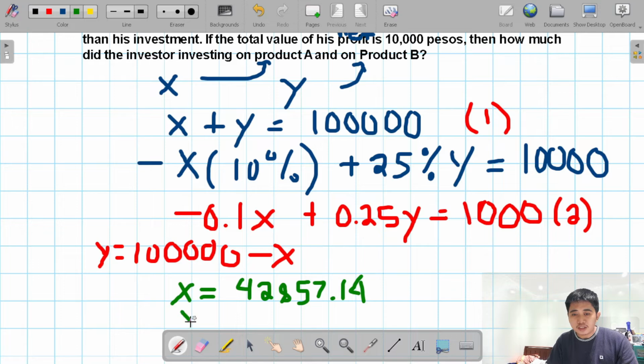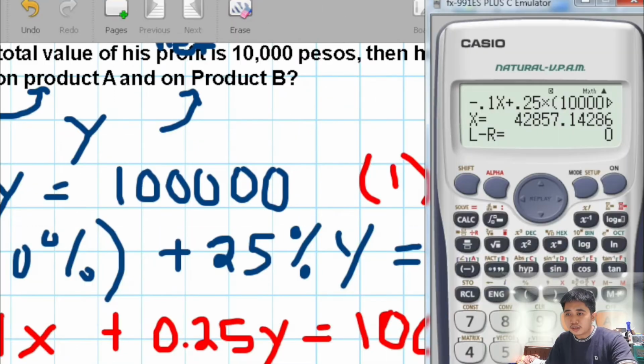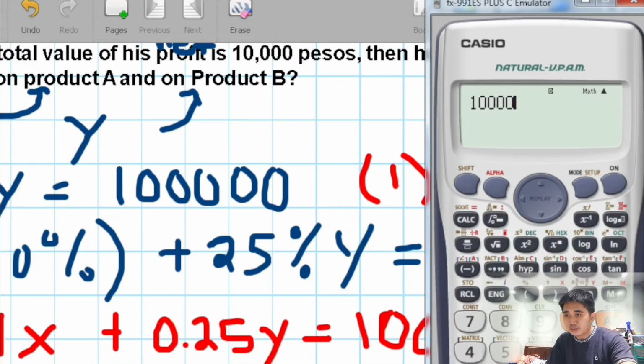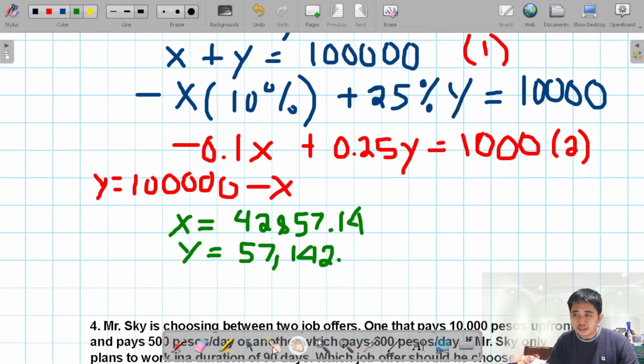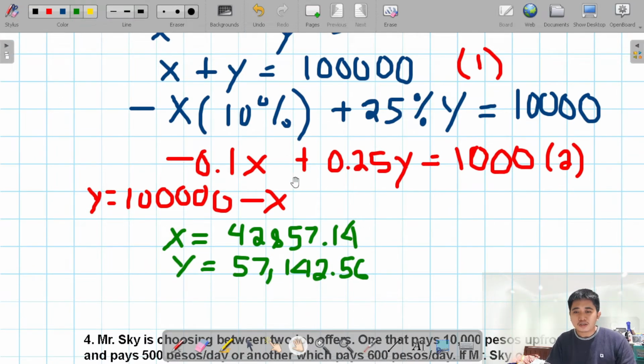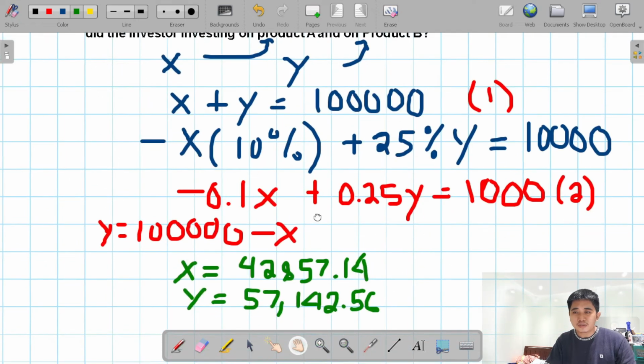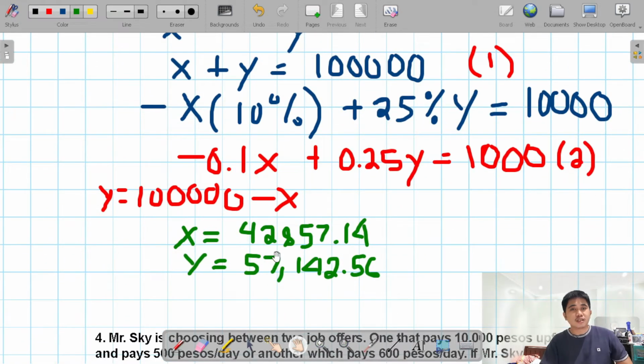We just subtract the value of x from 100,000. Calculator, 100,000 minus 42,857 gives 57,142.86. These are all in pesos because it's a money problem. So I invested 42,857 in product A and 57,143 in product B.